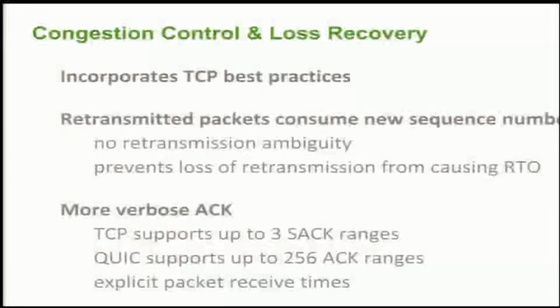On congestion control and loss recovery, I mentioned earlier that we are trying to make this better in QUIC. We incorporate TCP best practices. And because we can design this from scratch, we've decided to use new packet numbers for retransmissions than for original transmissions. How many of you are familiar with the retransmission ambiguity problem in TCP?